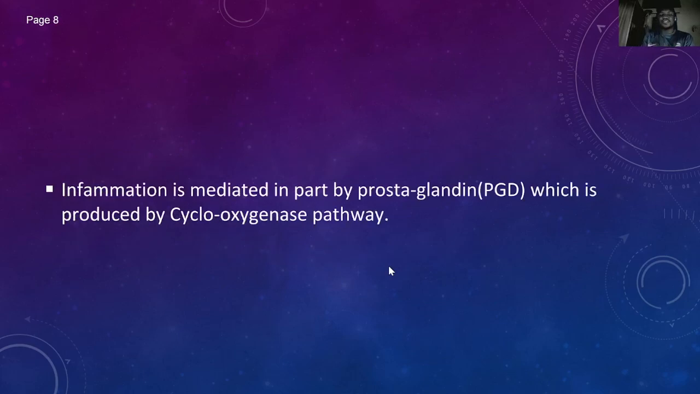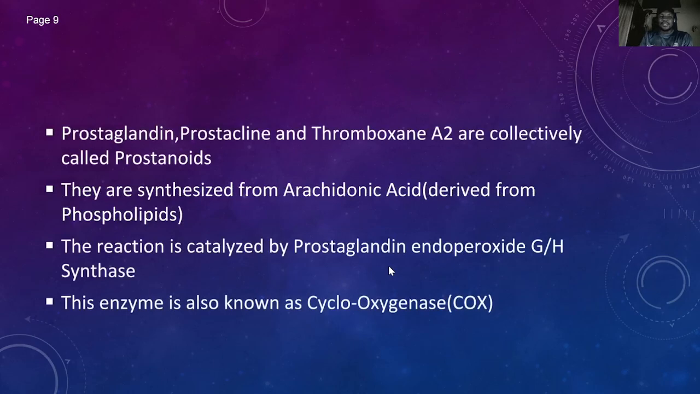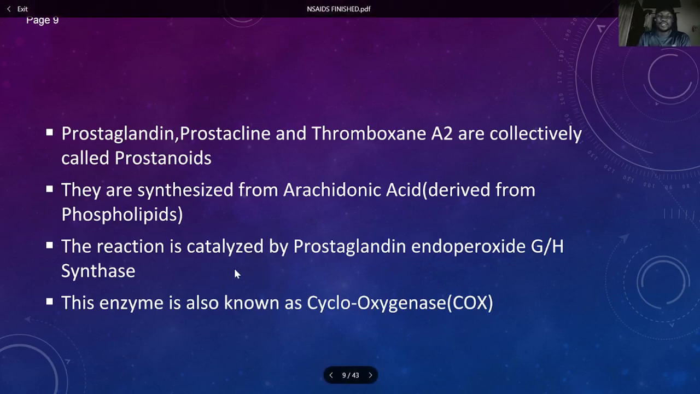Now, inflammation is mediated in part by prostaglandin, which is produced by the cyclooxygenase pathway. Prostaglandin, prostacyclin, and thromboxane A2 are collectively called prostanoids. Right? They are synthesized from arachidonic acid derived from phospholipids. The reaction is catalyzed by prostaglandin endoperoxide (GH) synthase. This enzyme is also known as cyclooxygenase.